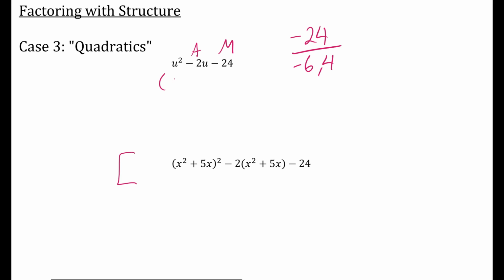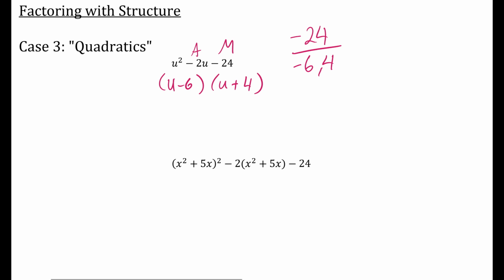So it would factor into u minus 6 times u plus 4. And I just picked a variable here. You could use x, you could use y. Let's try to apply that to this bottom example. This is something squared minus 2 times that same something minus 24.